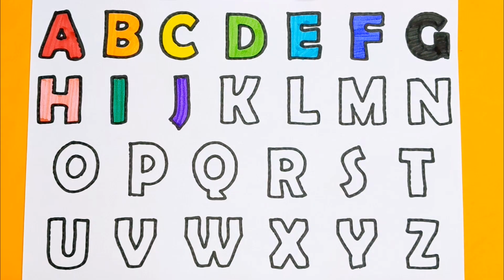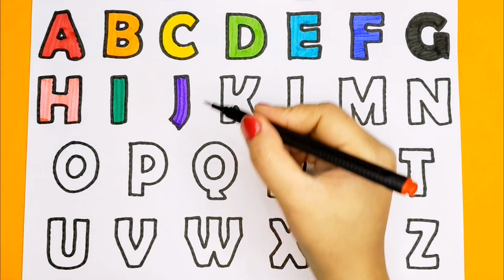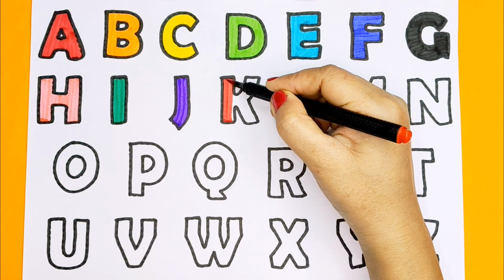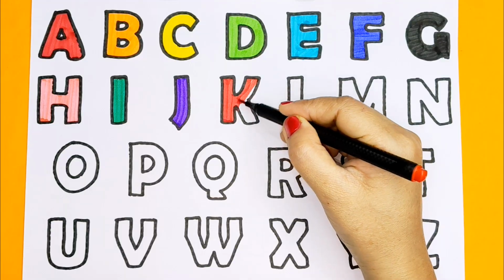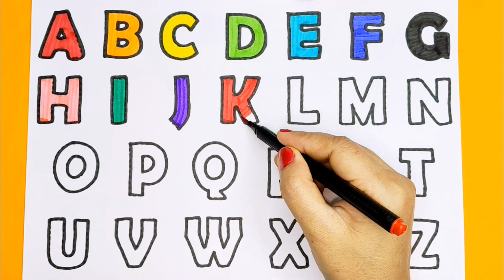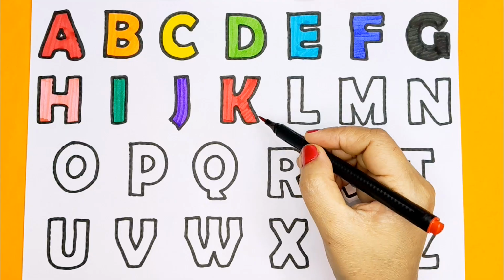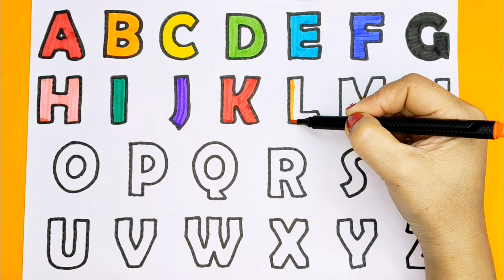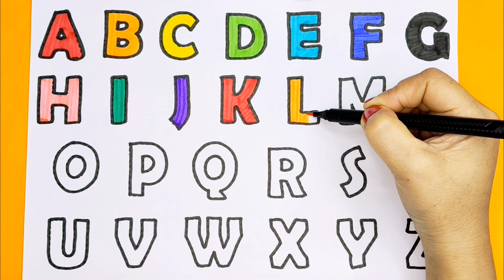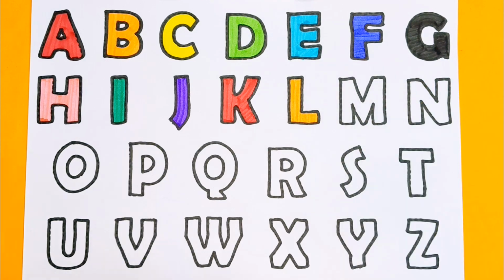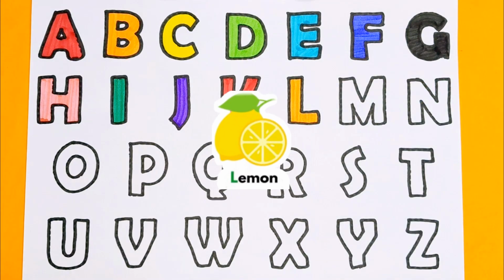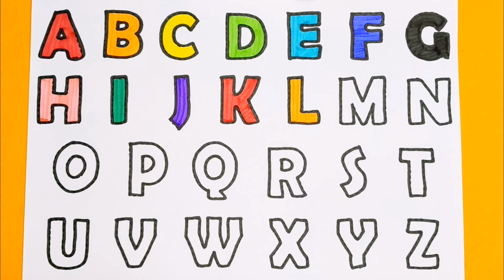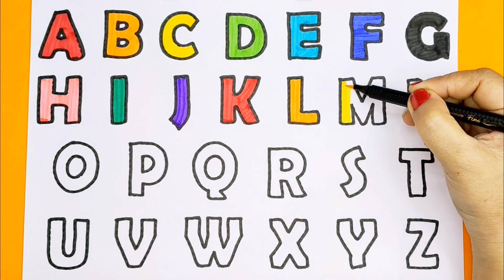J. J for jelly. Red color. K. K for king. Orange color. L. L for lemon. Yellow color.